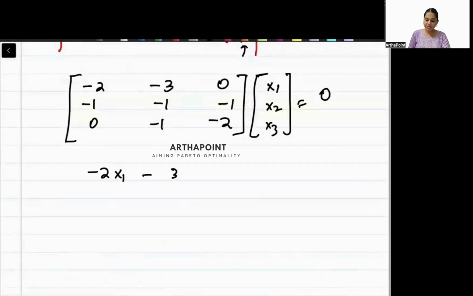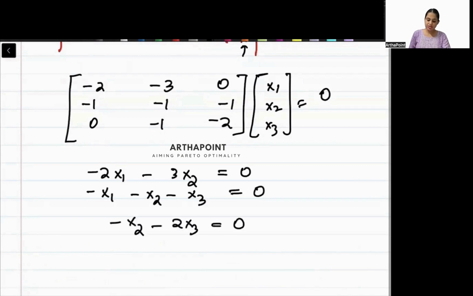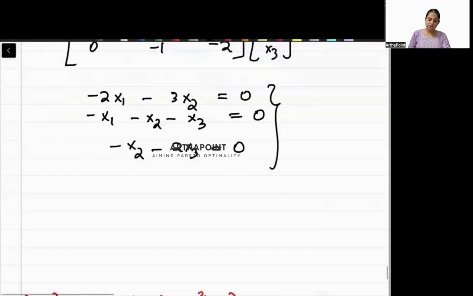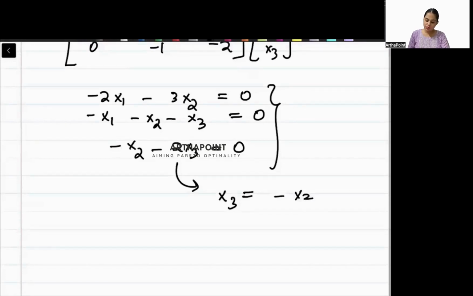-2 x1 minus 3 x2 is 0. Minus x1 minus x2 minus x3 is 0. Minus x2 minus 2 x3 is 0. Right? 3 equations, 3 variables, you need to go ahead and solve these equations. So from this equation, you will get x3 is equal to minus x2 by 2, and from this equation, you will get x1 is equal to 3x2 by -2.